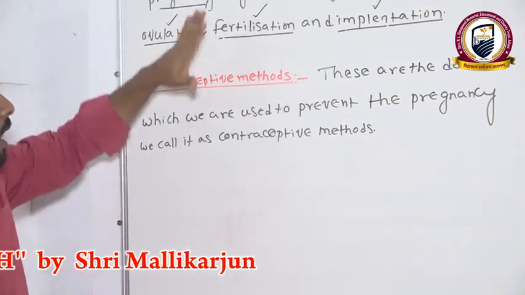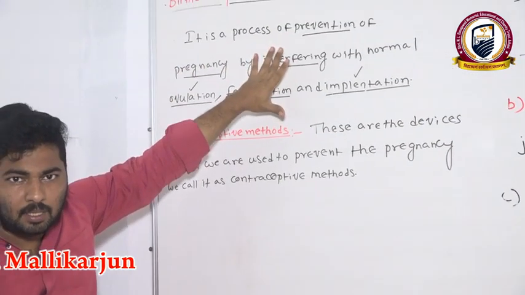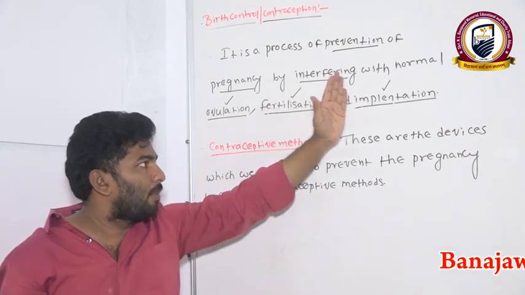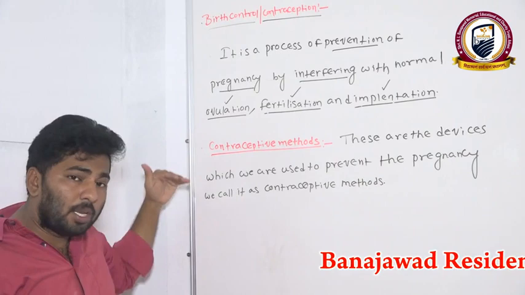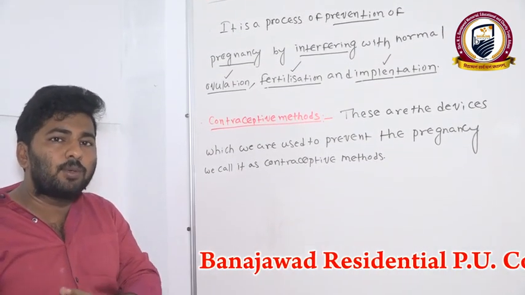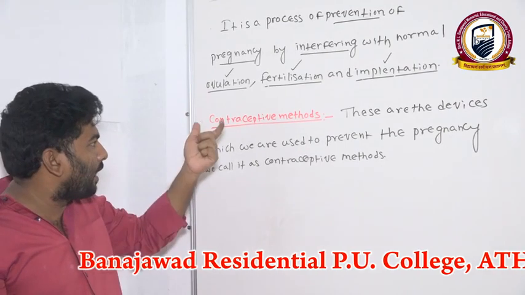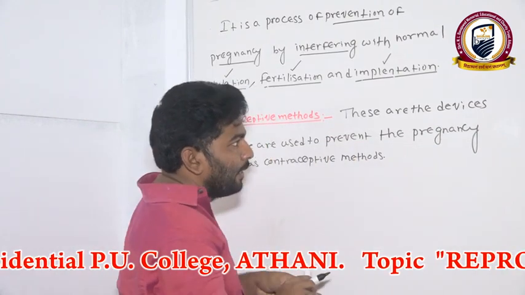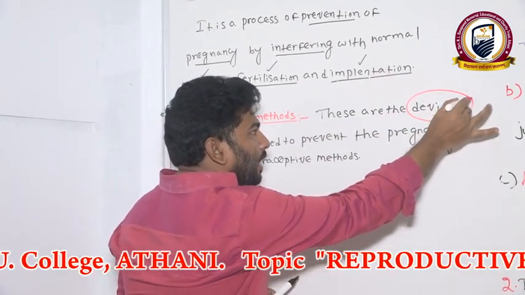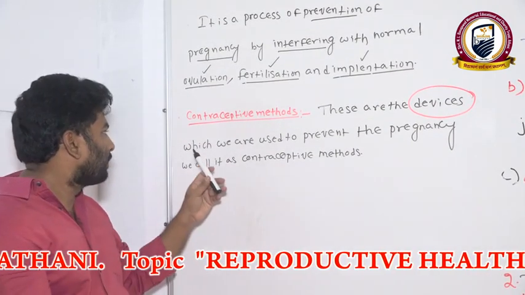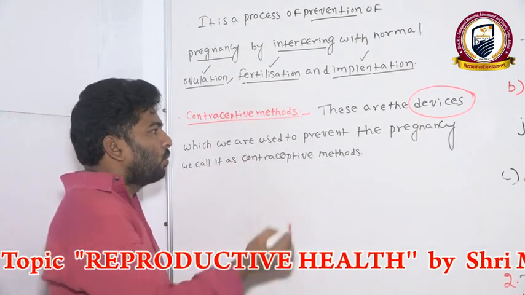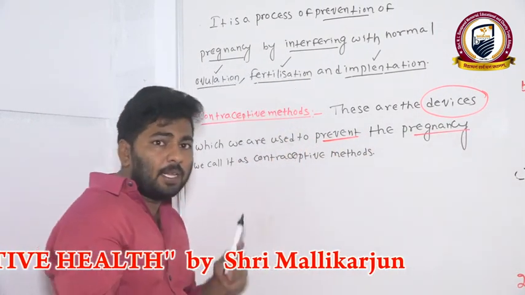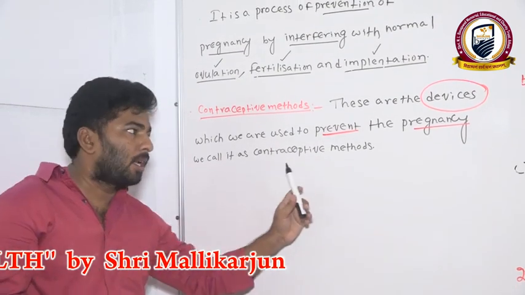Okay, now contraception means prevention of pregnancy by interfering, maybe in ovulation, or in fertilization, or in implantation. Fine. What we are using to prevent the pregnancy, what kind of methods or devices we are using, such devices or methods we can call contraceptive methods. These are the devices or methods which are used to prevent the pregnancy. We can call them contraceptive methods.